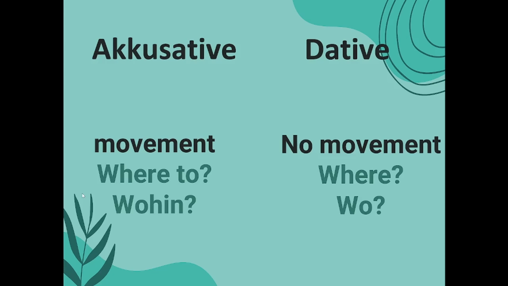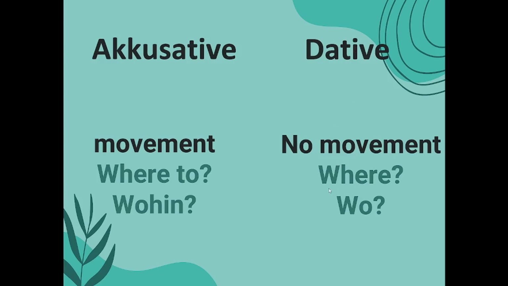Accusative and dative cases will be used with prepositions. So whenever there is a movement, you will use the accusative case. How will you identify it? You have to ask this question: where to, wohin. If you are using a verb like going, then of course it will take the accusative case in the preposition as well. In dative, you have to check if there is no movement, then you have to use the dative case.